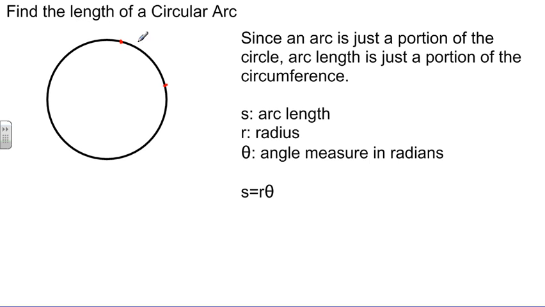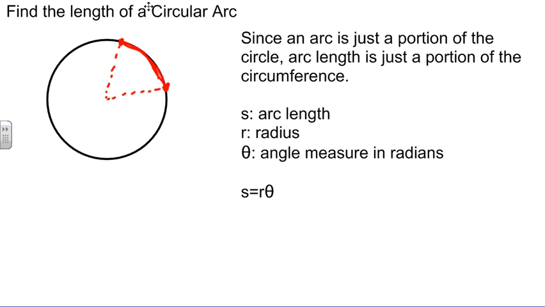To find the length of a circular arc, an arc is just a part of the circle, which means it's just going to be part of the circumference. And then how much of the circle it is is determined by what the angle is. So there's a pretty simple formula.